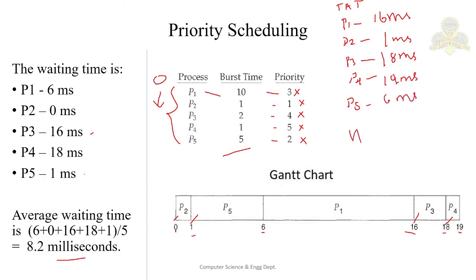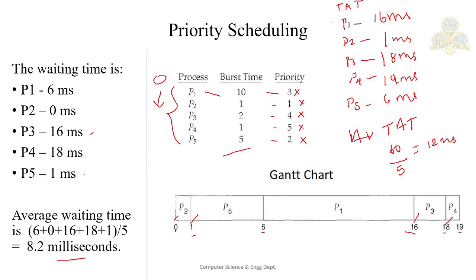Right? Now calculate. Okay, this is the average turnaround time. Add up all these: 16 plus 1 plus 18 plus 19 plus 6. It is 60 divided by the total number of processes, which is 5. That is 12 milliseconds. Okay. So this is how you have to draw the Gantt chart, calculate waiting time, average waiting time, turnaround time and average turnaround time. Now put up the formula and check whether the waiting time and turnaround time are right or wrong.